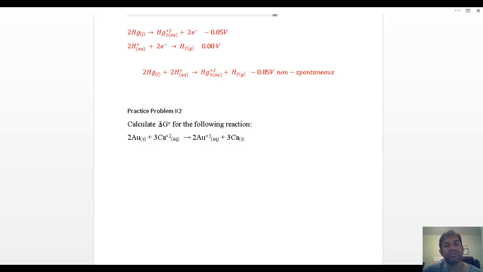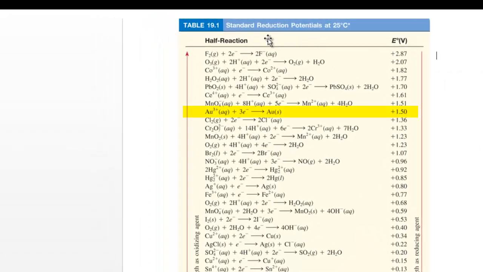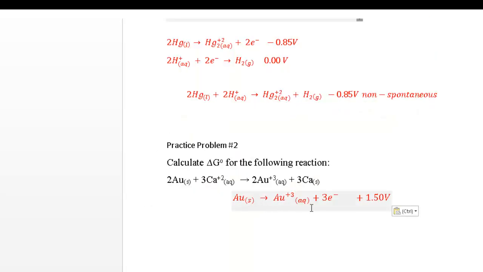So in this reduction oxidation reaction, we have Au going to Au plus 3. So let's look where that is in our reduction potential table. For the time being, let's just ignore these coefficients that are in front of the chemical. So Au solid going to Au plus 3 is the flip of what we see here in our table. So we're going to flip the voltage. This is going to be minus 1.50 volts. And so this is an oxidation reaction. For Au to become Au plus 3, there's a loss of 3 electrons.